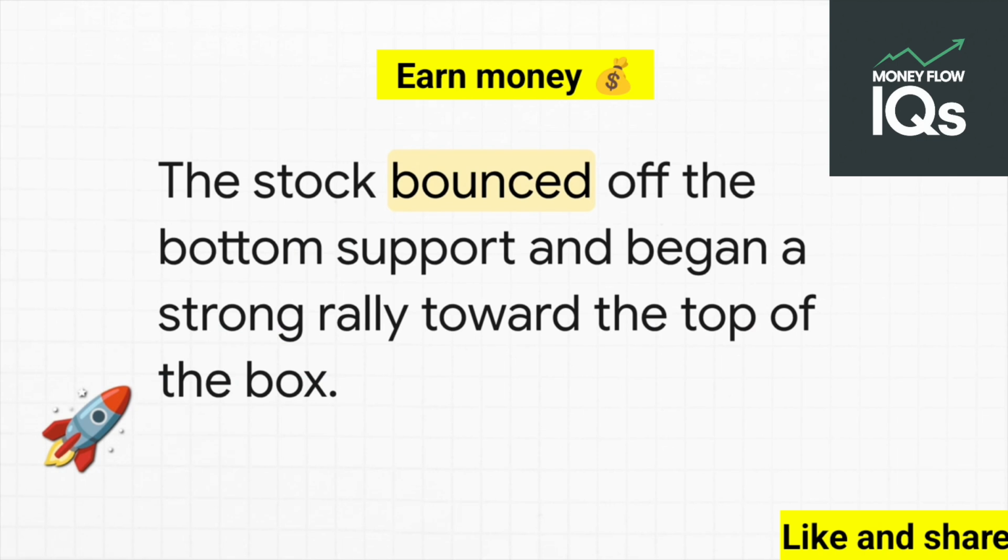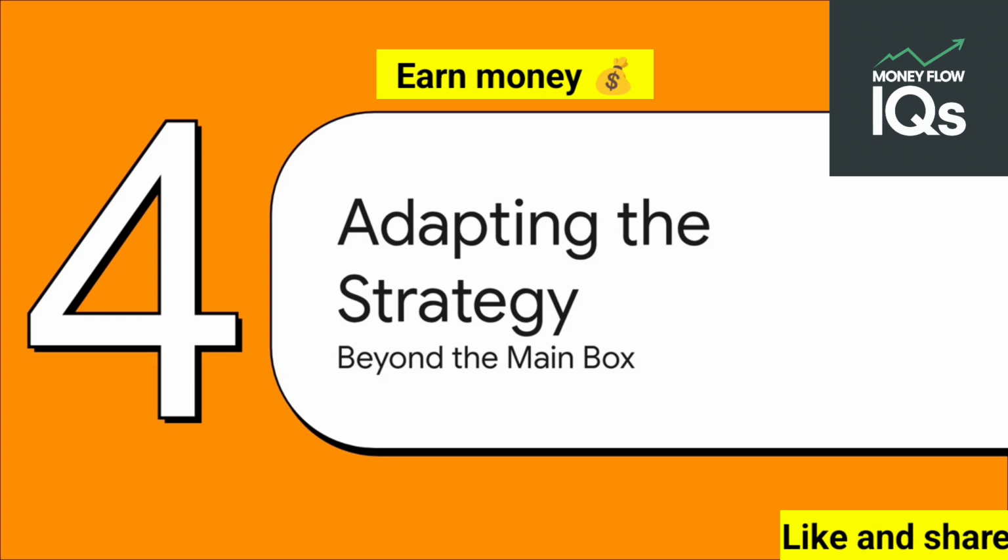Well, would you look at that? The stock did exactly what the theory said it would. It bounced hard off the bottom of that box and started a really strong climb back up toward the top, right toward the seller zone. But hey, what happens after that first big morning move? The market keeps going all day, right? Well, this is where the strategy adapts.